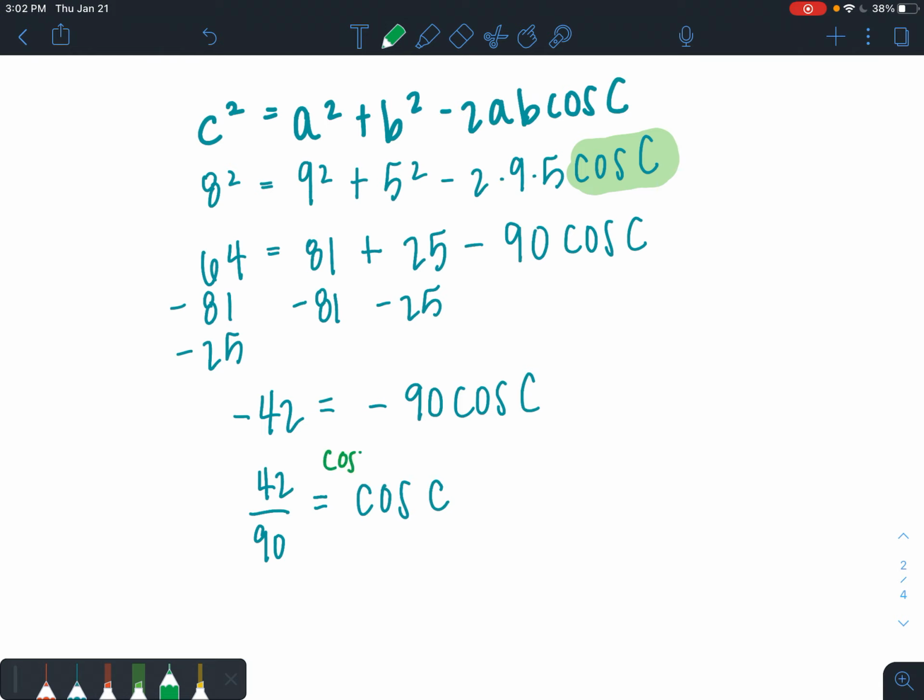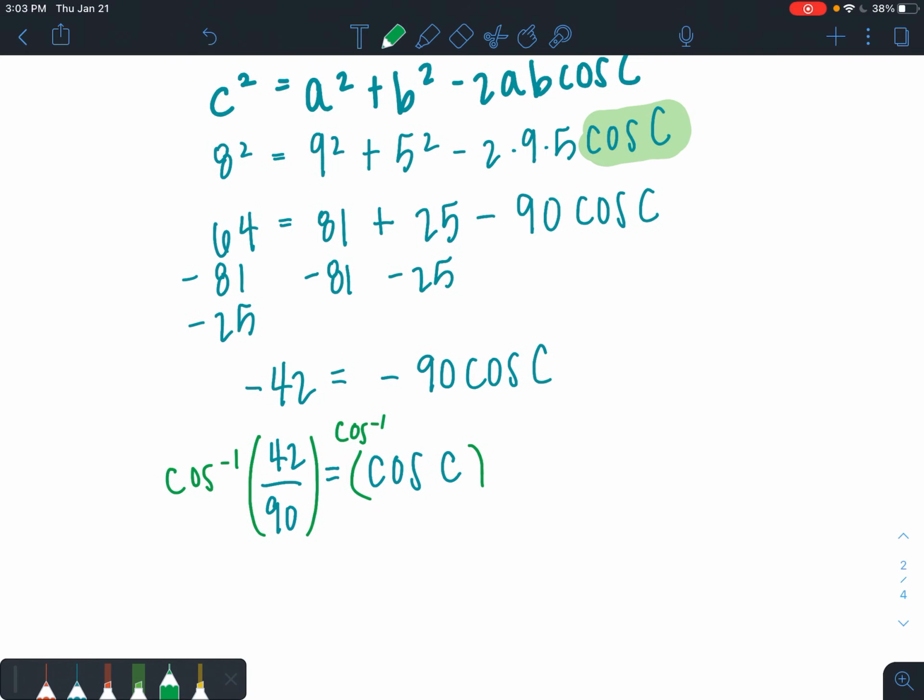To solve, I have to take the inverse of both sides, because inverses find angles. When I type that into my calculator, inverse cosine of 42 over 90, I get angle C equals 62 degrees, and we do just want to keep it rounded to the nearest degree. All right, and then that's all.